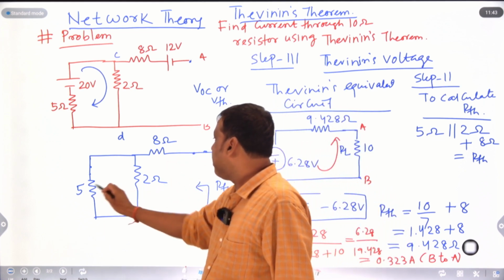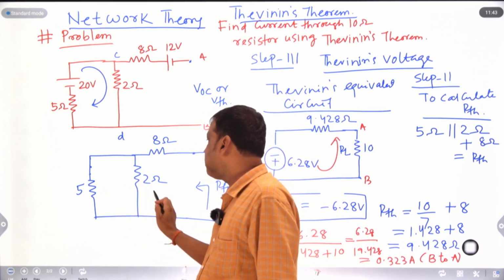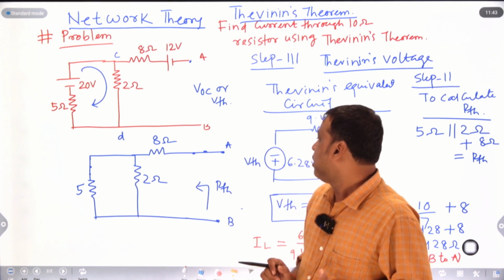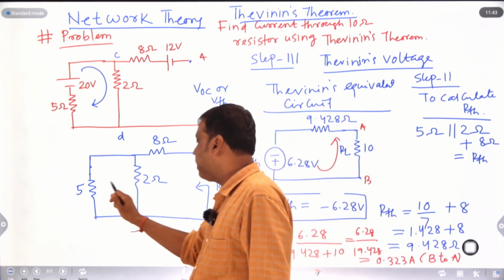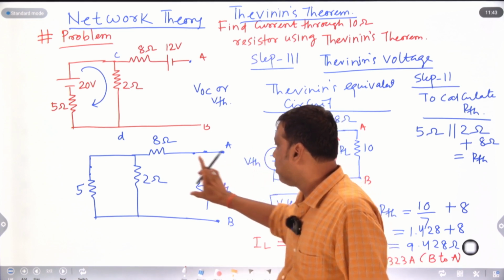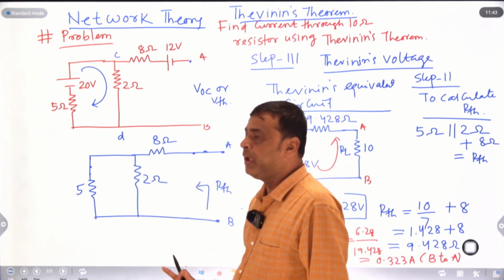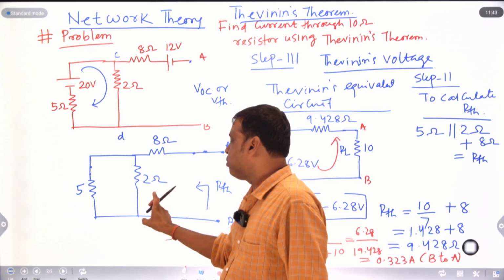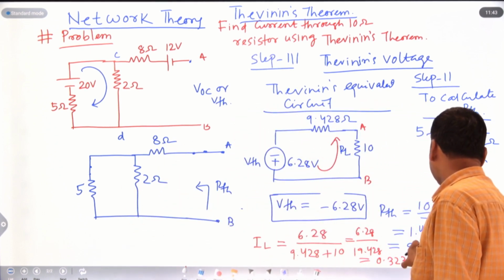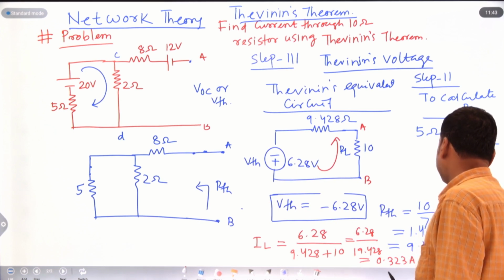Clearly, this 5 ohm and 2 ohm are in parallel. Equivalent resistance is how much? 5 into 2 by 5 plus 2. If two resistances are parallel, the equivalent resistance is the product of the resistances by the sum of the resistances. So the total resistance RTH equals 5 parallel 2 in series with 8, that is 10 by 7 plus 8, and RTH comes around 9.428 ohm.